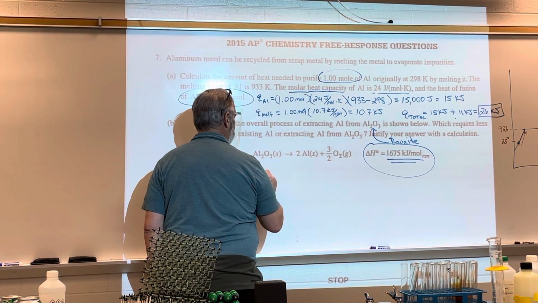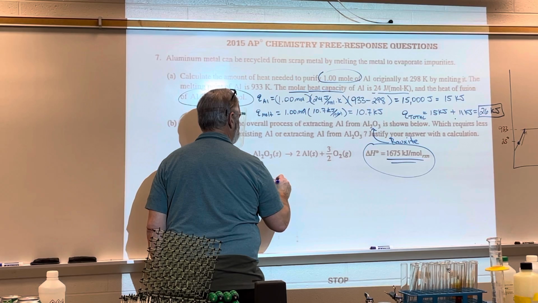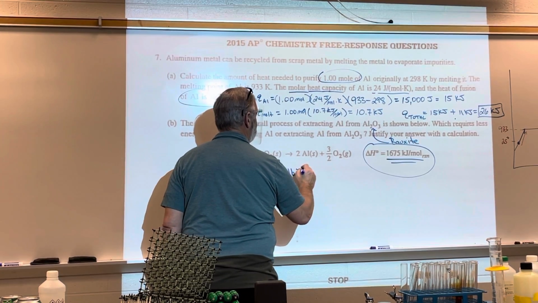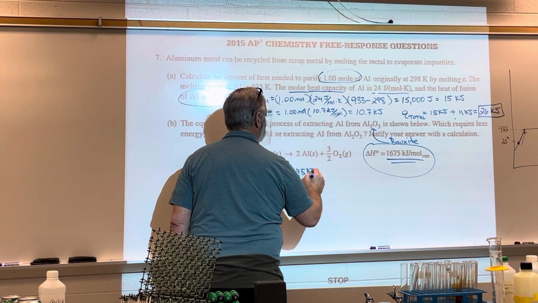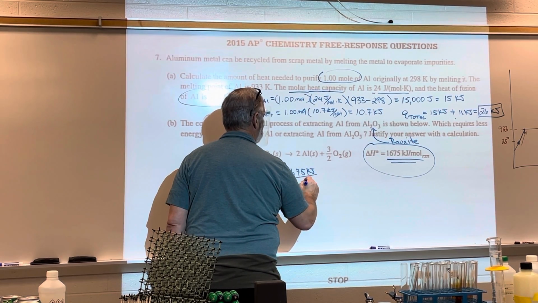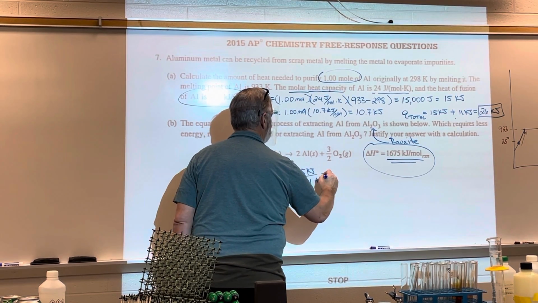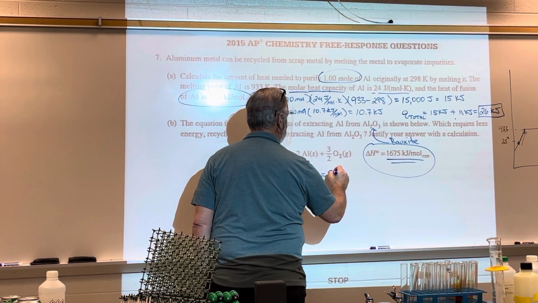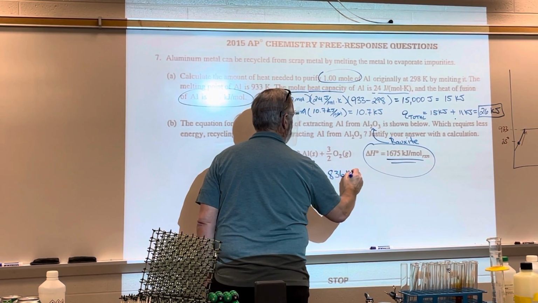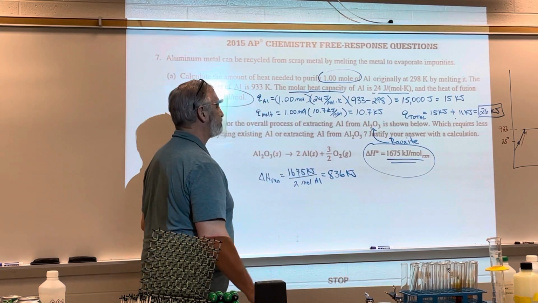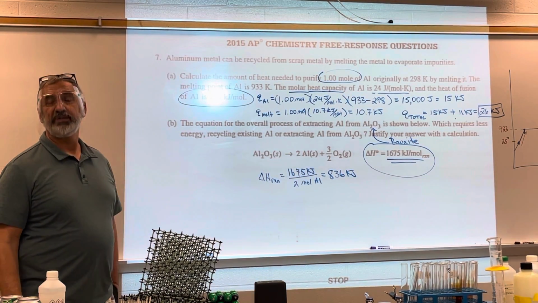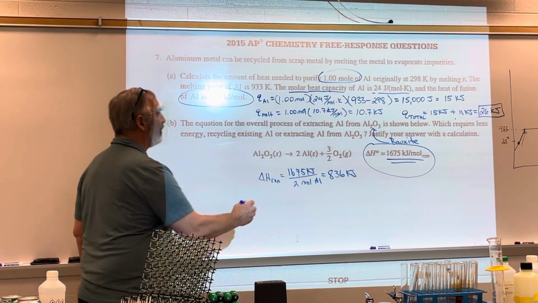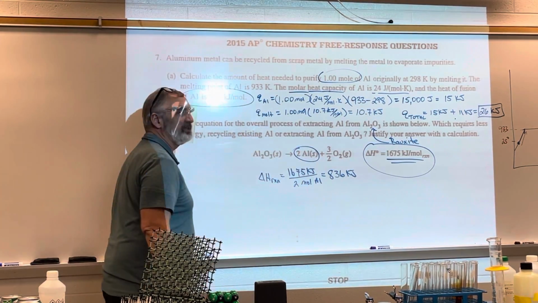So it's just simply going to be 1675 kilojoules divided by 2 moles of aluminum. So that's going to equal 837.5, so 836 kilojoules. It's that simple. You just have to know the mole reaction, the fact that it's going to be a 2 there.